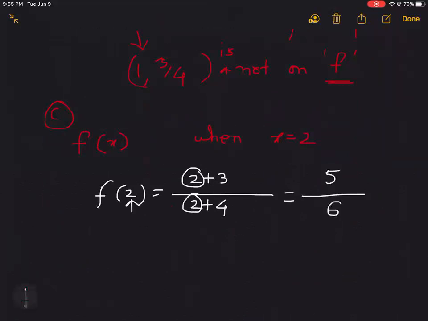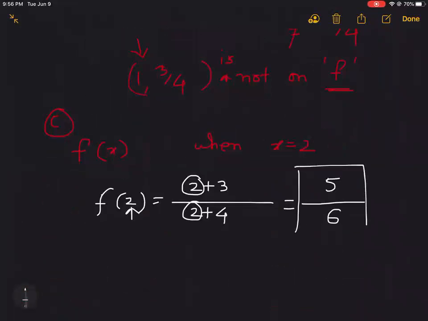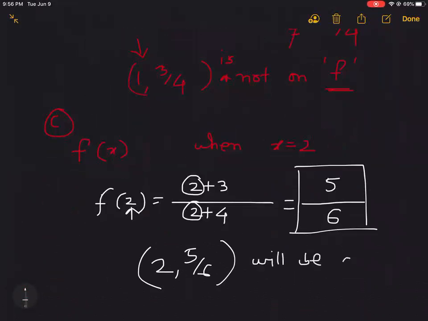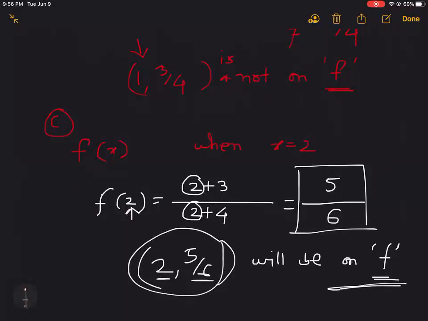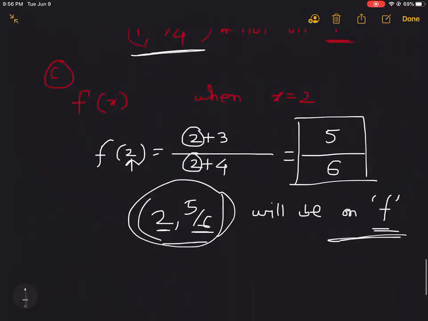So 5/6 is the value which we are looking for. And as we are getting 5/6 for 2, this point will be on the graph of f, right? Because by plugging in 2, we have got 5/6. So this should be a point on the graph. Can you see that? For the same reason, this is not on f. This is actually on f, right? Because we are getting this value by plugging in the value in place of x.